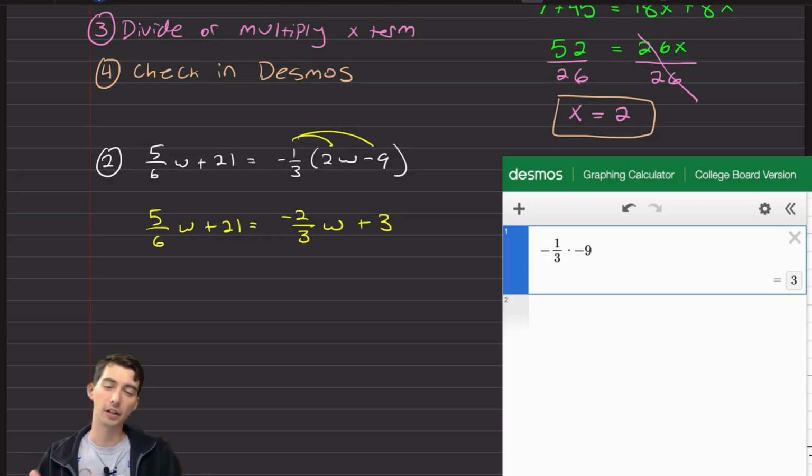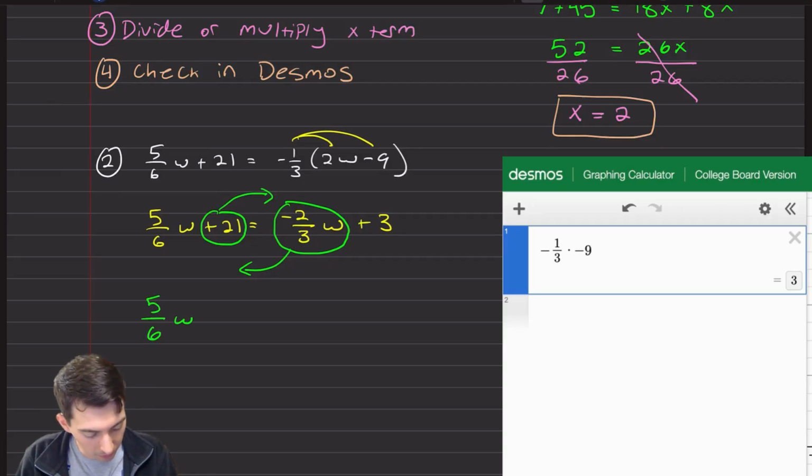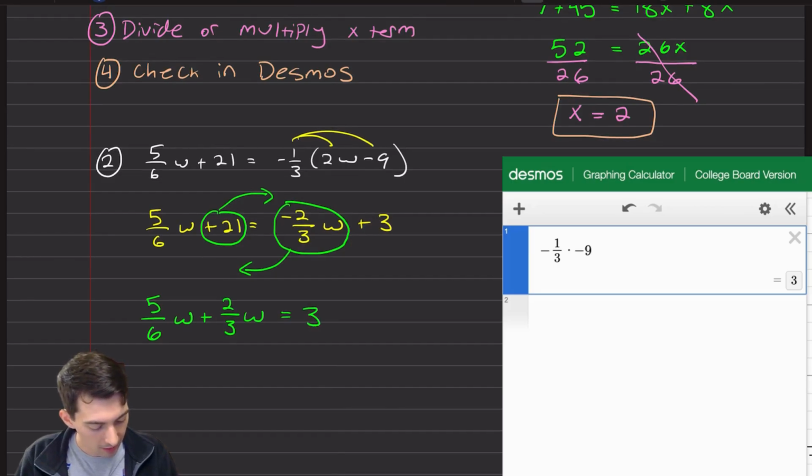Now let's get all of our variables and all of our constants on the same side. So again, I like to move my smaller variable first. So I'm going to move that this way, which means I need to move this constant to the other side. So I have 5/6w plus 2/3w, because I changed that sign since I'm moving it over, is equal to 3, and then minus 21. Now let's combine these like terms.